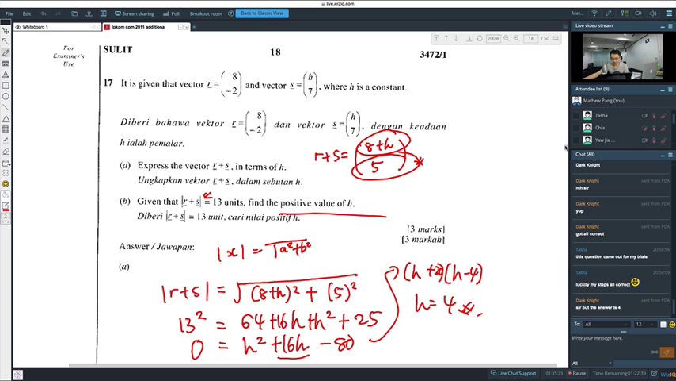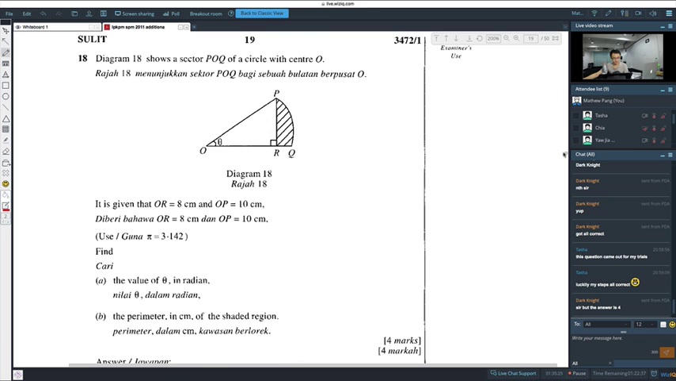Okay, let's move on to 18. It's a circular measure. It's another bonus mark question. OR is 8 centimeters, OP is 10, so this is 2, because this is a radius and this is a radius. This length and this length must be the same. So I know over there is 2.